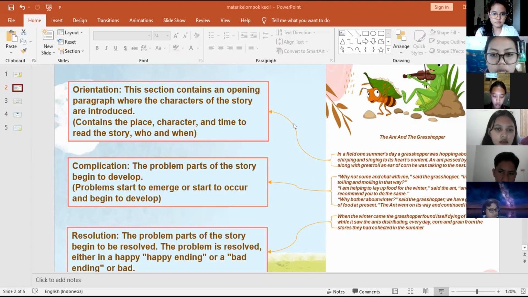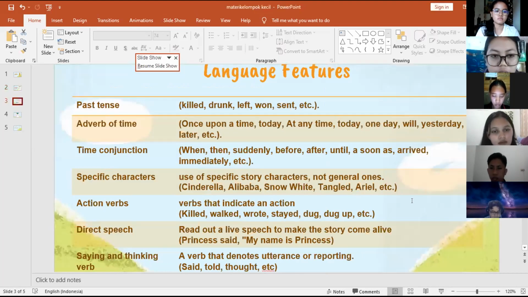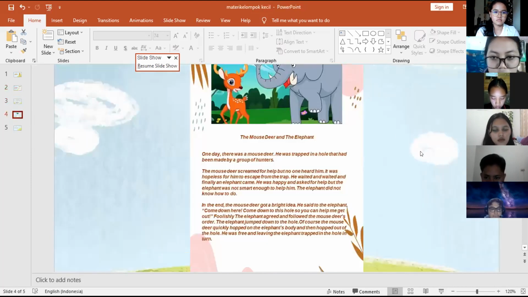After that, I hope you already know about the generic structure, and then we move to language features. You can see on my screen, this is the language features of narrative text. You can read the language features on my screen. After that, I give you an assignment. Please discuss with your group and analyze the language features of this story.